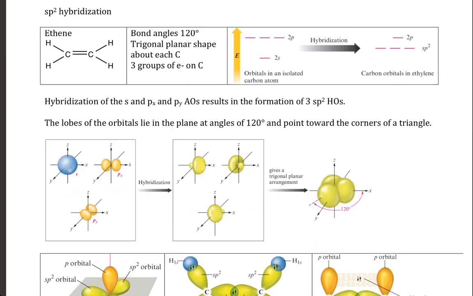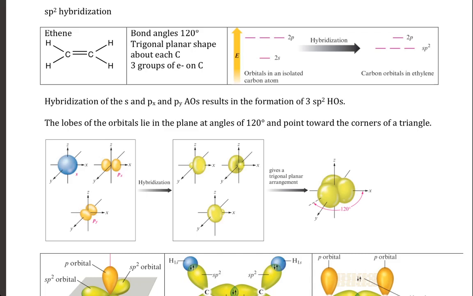Okay, so that was sp3 hybridization. Now we're on the next type called sp2 hybridization. Take the molecule ethylene, which is that one there, C2H4. So that would be the Lewis structure of it. Each carbon has 1, 2, 3 groups of electrons around it. It would take on the trigonal planar shape about each carbon. The bond angles are 120 degrees.